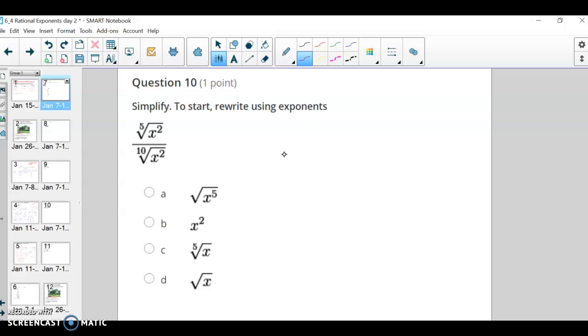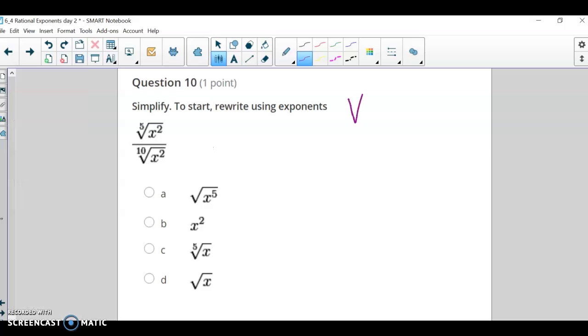All right, 6.4 homework day 2. This is number 10. Just giving you a little bit of help with it. My first thought on any division question on this test is I would try to make it into one radical. However, it does not work here because the indexes don't match.